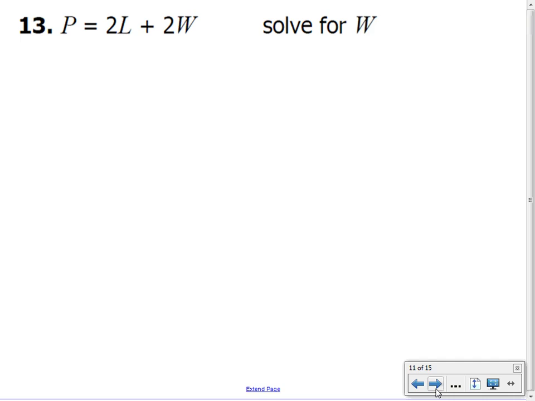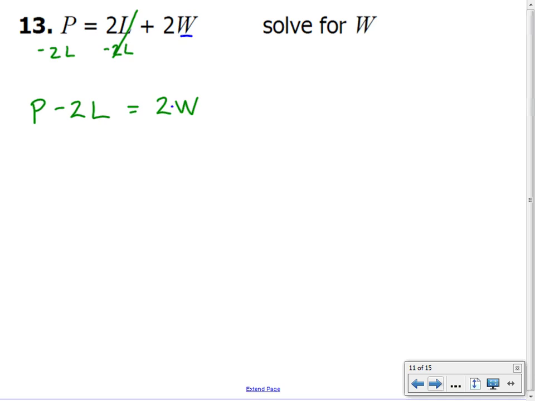Okay, just a few more. All right, let's solve for W. So this one's a little interesting. W is being multiplied by a 2 in front, and it also has this 2L being added to it. So remember, with inverse operations, we always undo addition and subtraction first. So I'm going to start by subtracting 2L from each side. So the left side just becomes P minus 2L is equal to 2W.